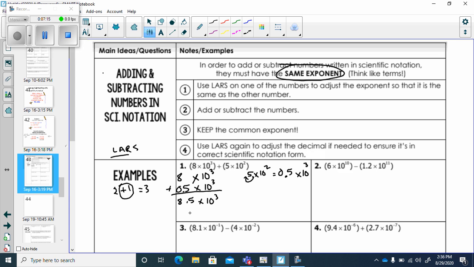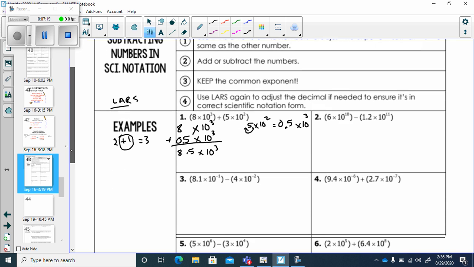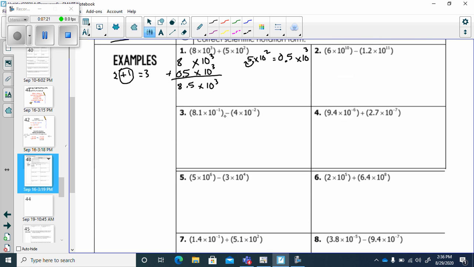Is this in scientific notation? Yes, it is. Okay. Let's try this one. We're subtracting now. So let's take the smaller one. We know -2 is smaller than -1. Let's convert this to -1. 4 times 10 to the -2. We're going to convert that to something times 10 to the -1.